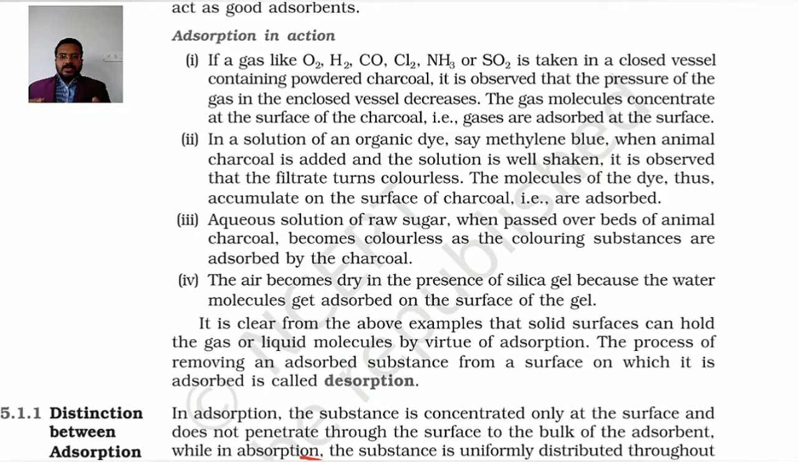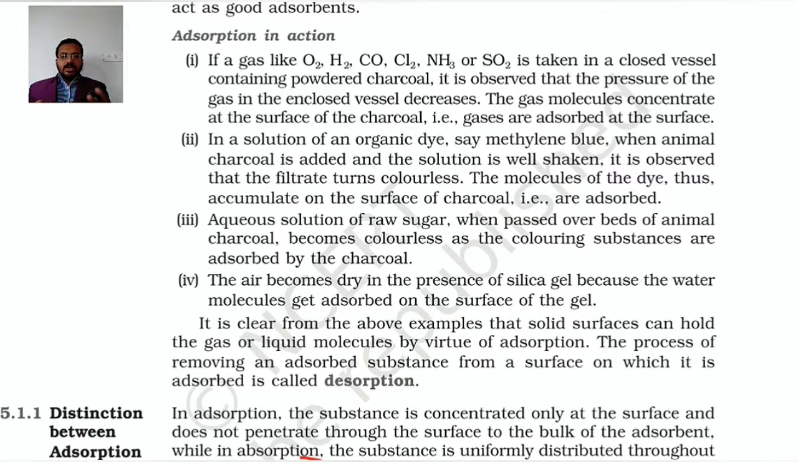That is, 4 examples are given here where the process of adsorption is involved. The first one is if gas like oxygen, hydrogen, carbon monoxide, chlorine, ammonia, sulfur dioxide is taken in a closed vessel containing powdered charcoal, it is observed that the pressure of the gas in the enclosed vessel decreases. The gas molecules concentrate at the surface of the charcoal. That is, the gases are adsorbed at the surface.